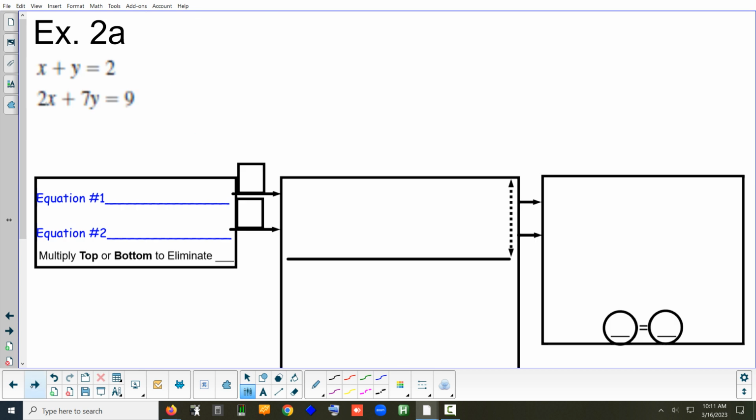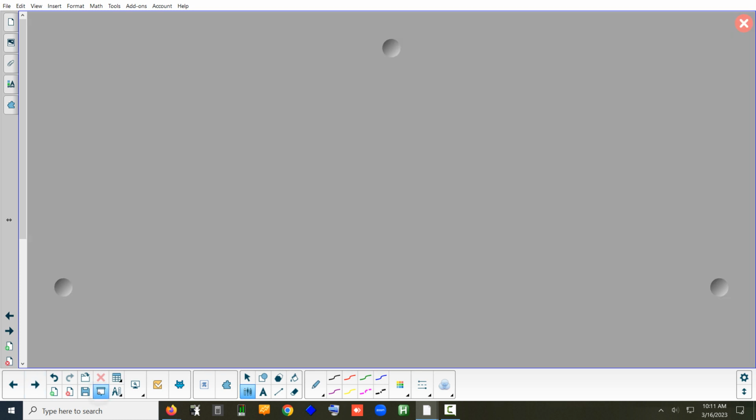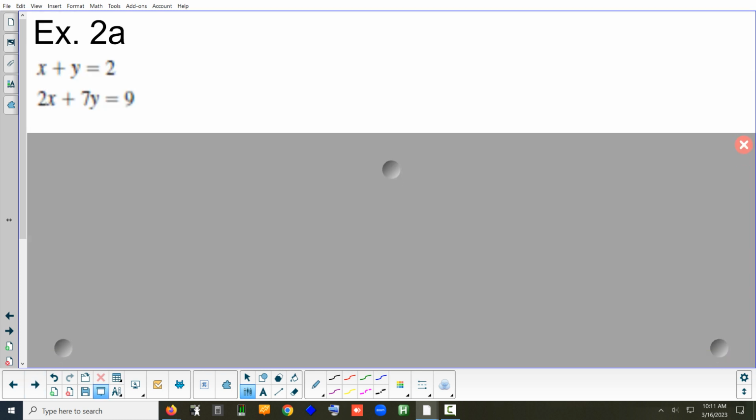So now, let's look at situation. Well, don't write it down yet, because I got to give you the notes on how to do situation 3. But this is the one we're going to do. Now, let's see if it's situation 1 or 2. Do I have the same letter with the same number and opposite signs right away?